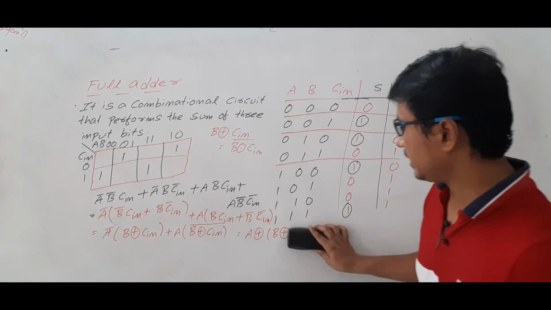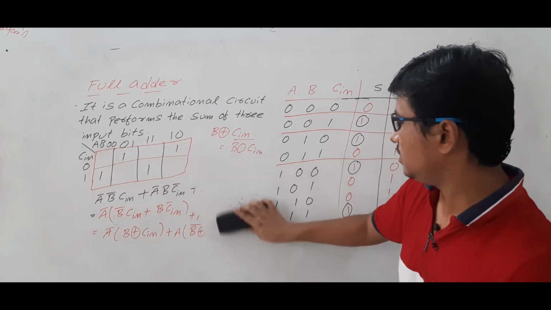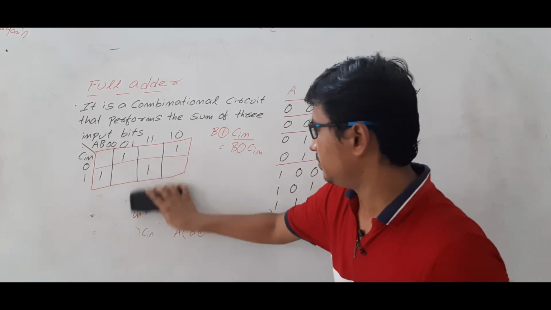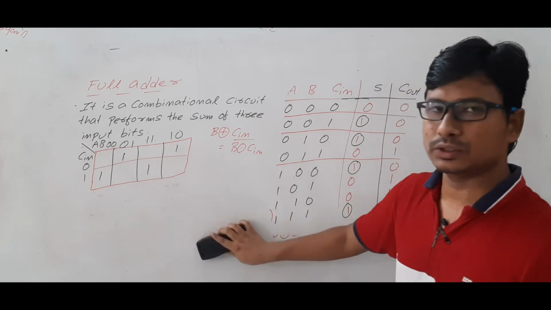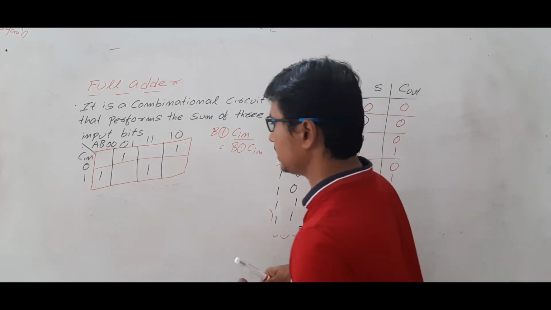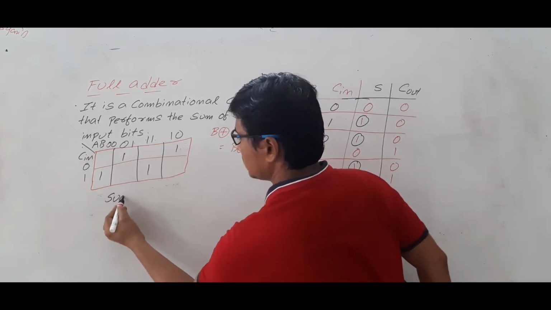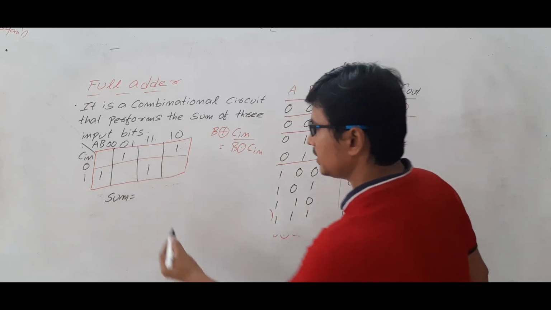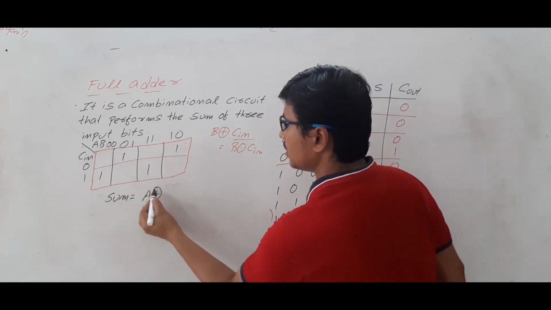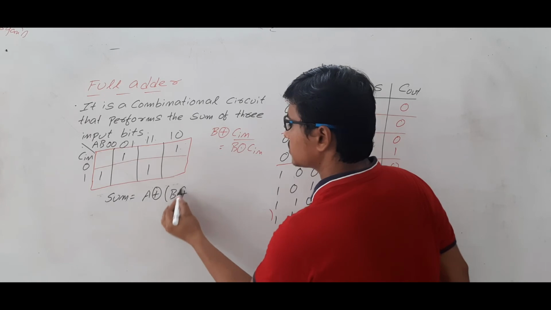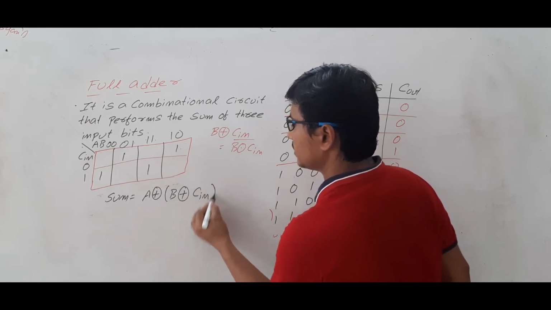Let me erase everything and write the simple expression for the sum. I hope you have understood. Okay, sum can be written as A exclusive or B exclusive or C in.